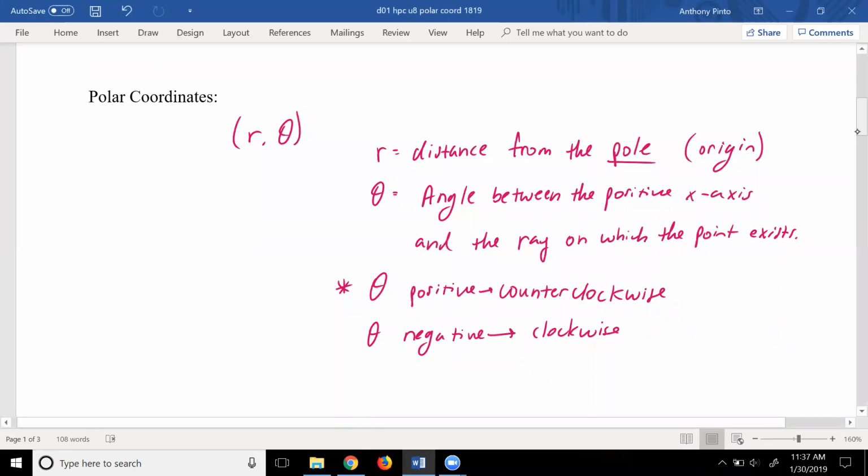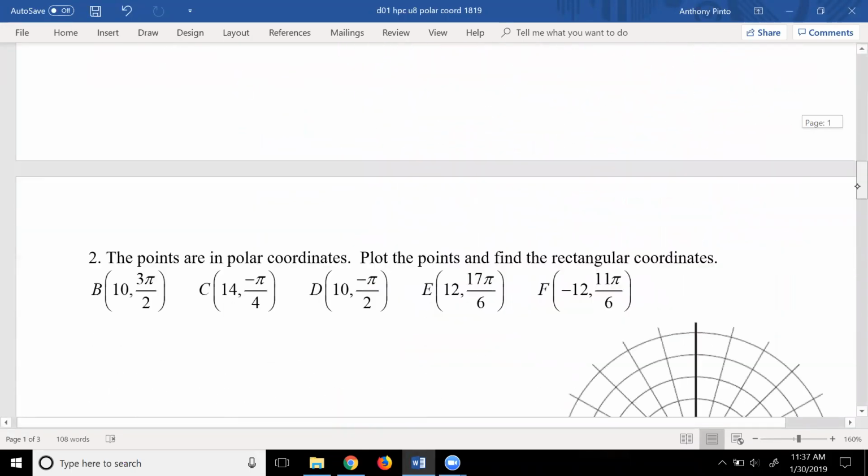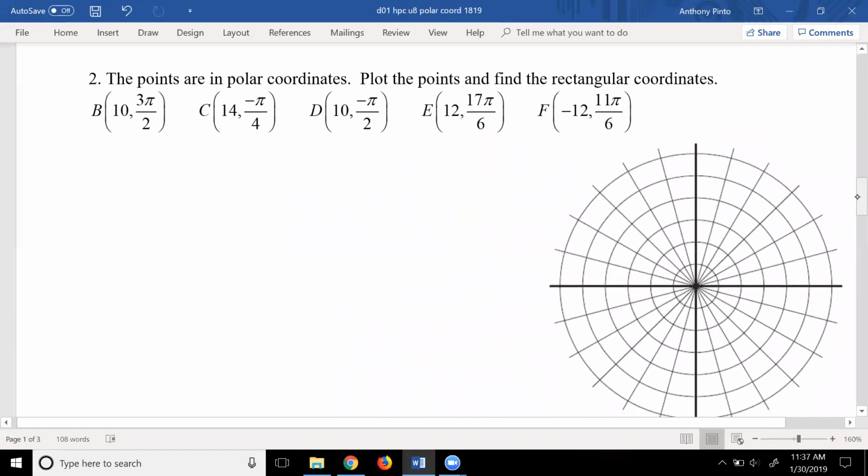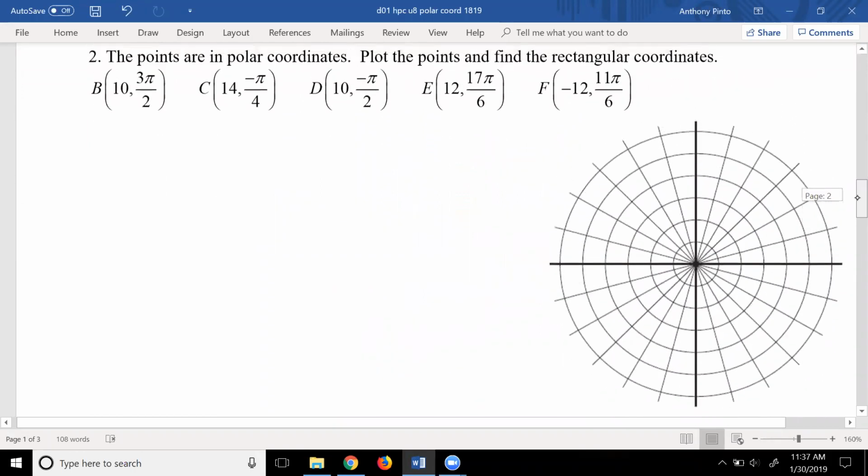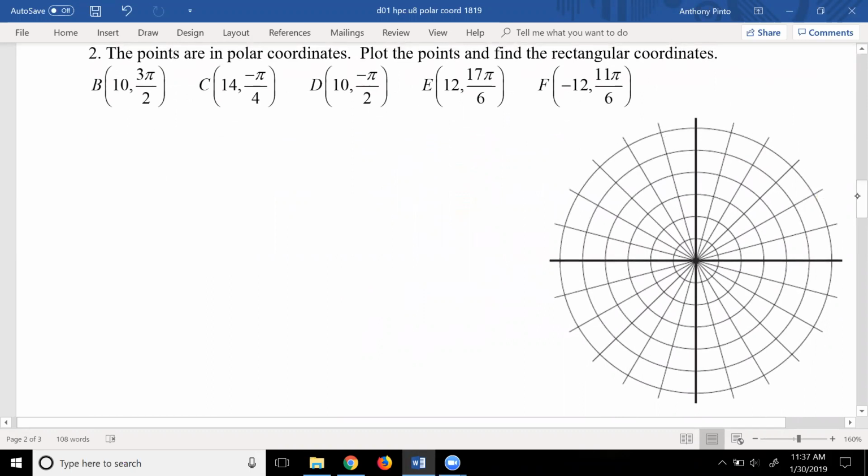All right, so moving on. In class yesterday, I gave you all those funky looking graphs. These are polar graphs that are the circles. What we're going to do is graph these 5 points. I'm going to do the first one with you, and then I'm going to leave you to do the next 3.